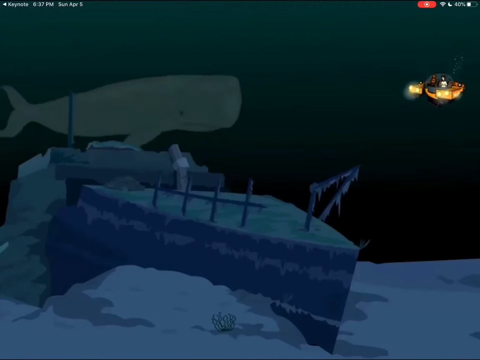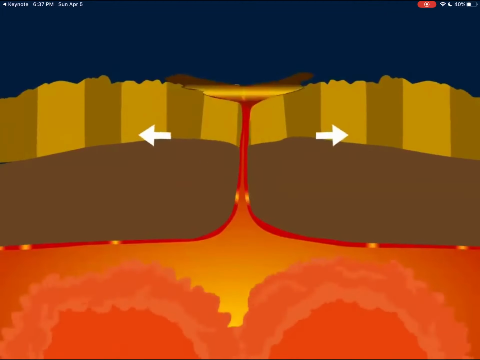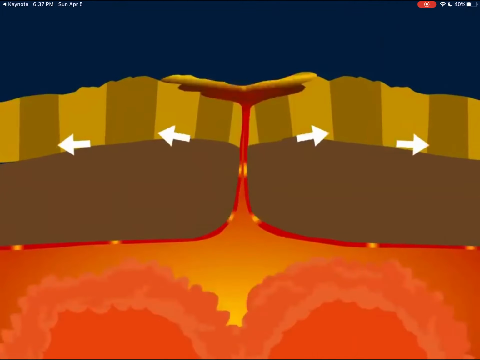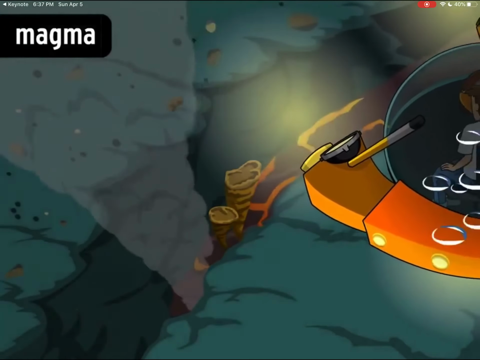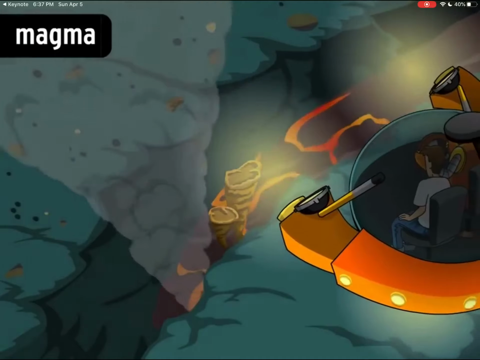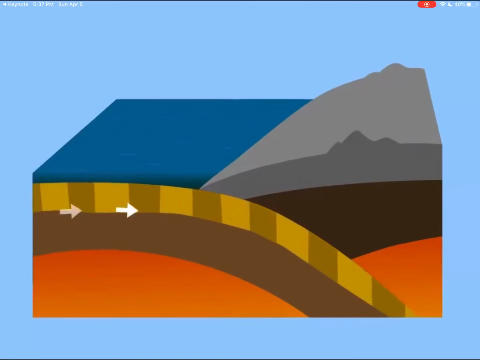Plate movement drives volcanic activity too. Yep, at divergent boundaries like the Mid-Atlantic Ridge, there's a gap in the lithosphere. So magma, molten rock from the mantle, is constantly pushing up along the boundaries. These are the most volcanically active places on Earth.